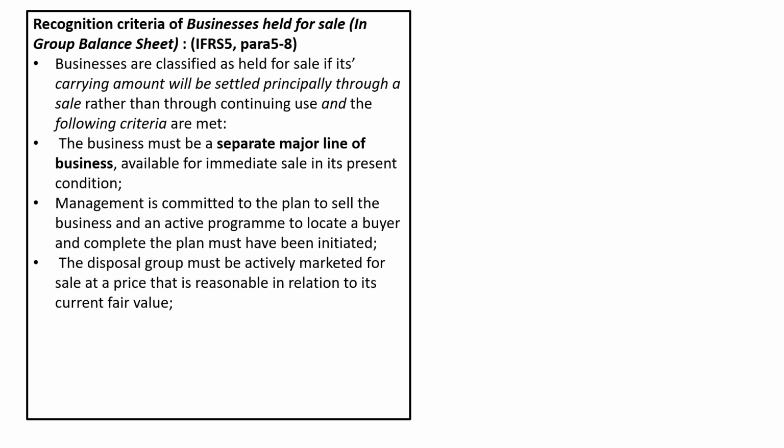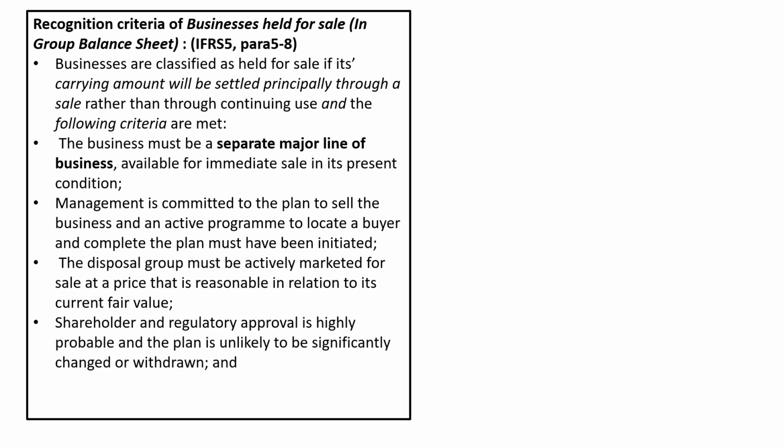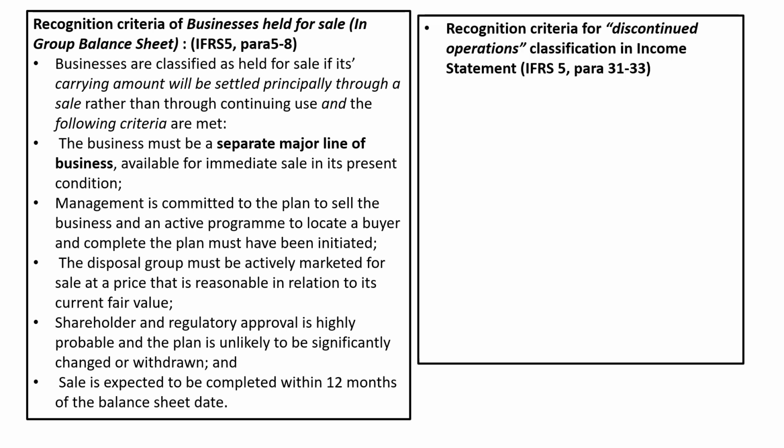The disposal group must be actively marketed for sale at a price that is reasonable in relation to its current fair value. Shareholders' and regulatory approval is highly probable, and the plan is unlikely to be significantly changed or withdrawn. And finally, the sale is expected to be completed within 12 months of the balance sheet date.